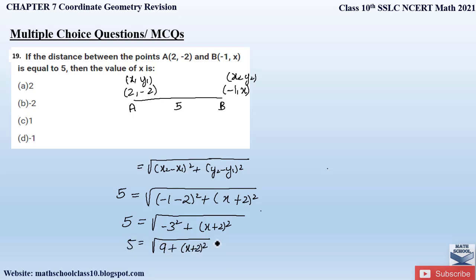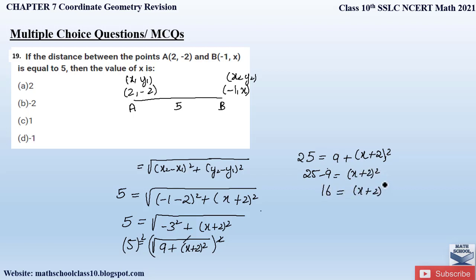So to remove the square root term, we can square on both the sides. So 5 square will be 25. So squaring on both the sides, this square root and square term will cancel, and this is 5 square. So 5 square is 25. So this will cancel out and you will get 9 plus (x plus 2) the whole square. So let us send this 9 to left hand side. You get 25 minus 9 is equal to (x plus 2) the whole square, which is 16 is equal to (x plus 2) the whole square.